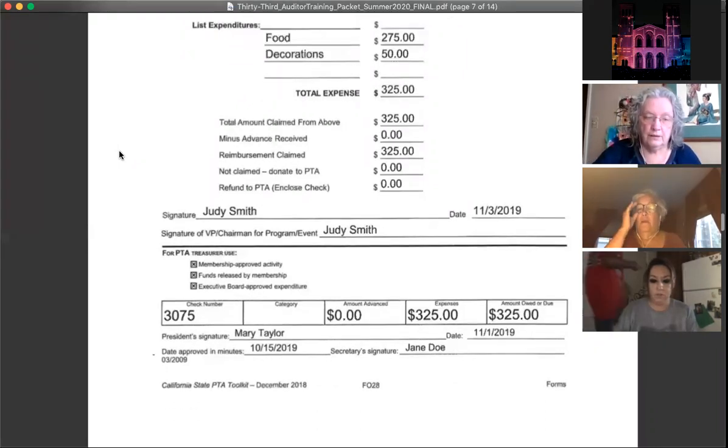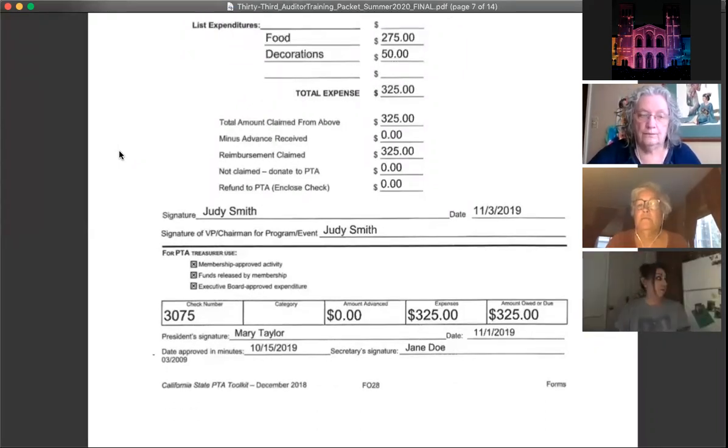So that's the form that you're going to be using for check requests, disbursements.